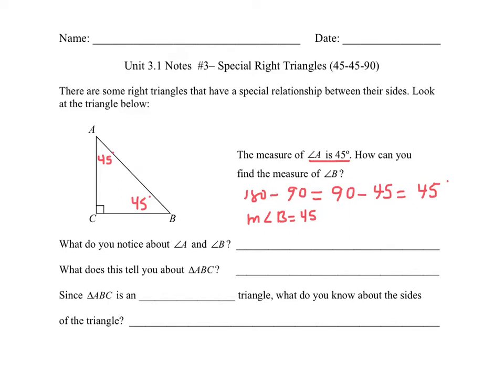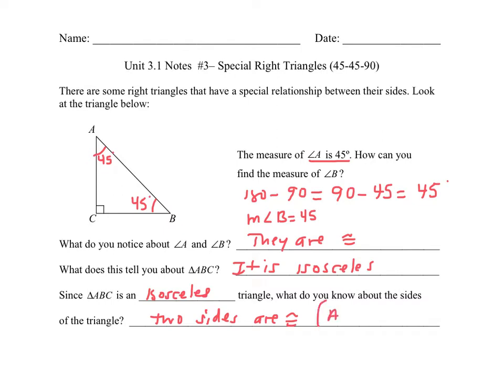Okay, next thing, we should notice that angle A and angle B are congruent. So this tells us the triangle ABC is isosceles, because if two angles of the triangle are congruent, then the sides opposite those angles are congruent. So since triangle ABC is an isosceles triangle, we can say two sides are congruent. In other words, AC is congruent to BC. You can go ahead and mark that in your diagram too.